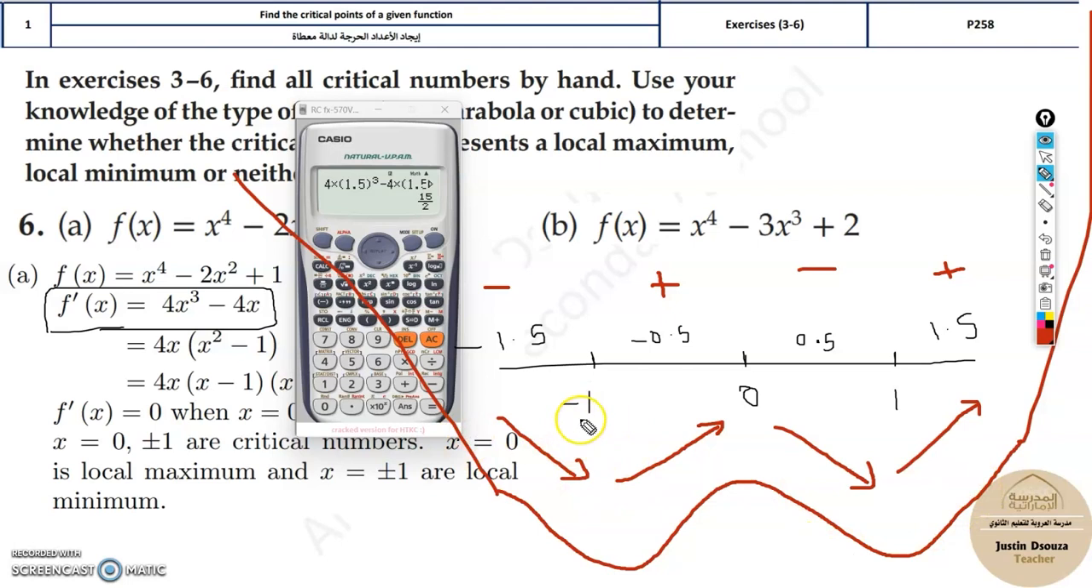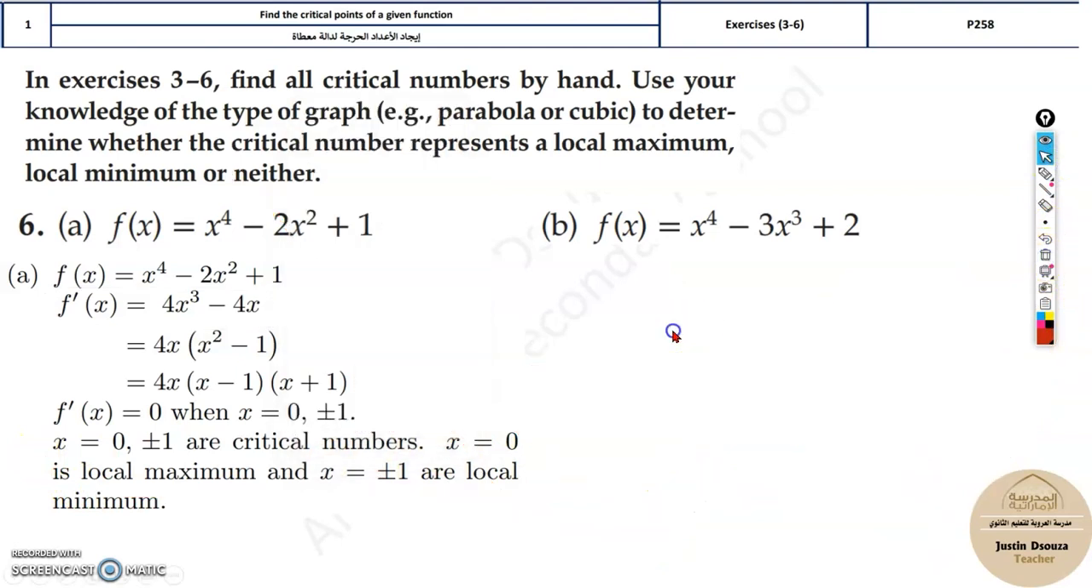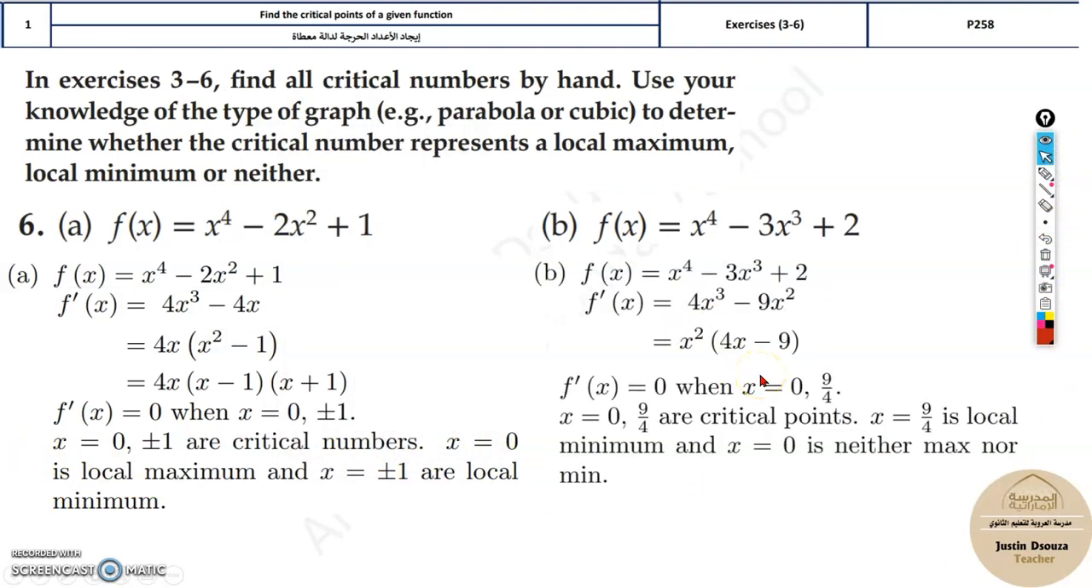Now, which is the minimum point? It is minus 1. So you can see that not only minus 1, even plus 1. X of plus and minus 1 are local minimum, whereas this over here at 0 is maximum. That is how we find it out. And the last problem can be done the same way, but over here when you do the same method, see, I will just show it over here. The critical points are 0 and 9/4.